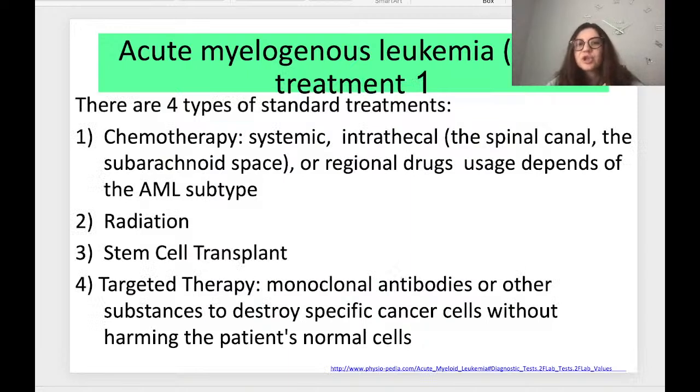Treatment. There are 4 types of standard treatment of acute myelogenous leukemia. The first type is chemotherapy. It can be systemic, intrathecal, into the spinal canal with subarachnoid space, or regional drugs. Usage depends on AML subtype. Second, we can use radiation. Third is stem cell transplant. And fourth is targeted therapy with monoclonal antibodies or other substances to destroy specific cancer cells without harming the patient's normal cells.